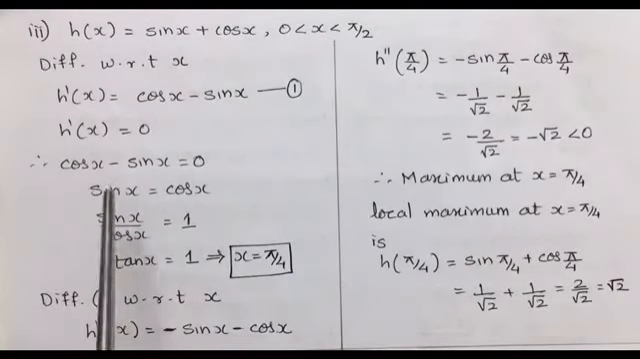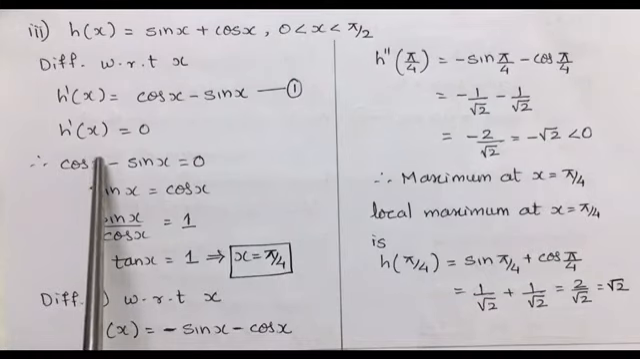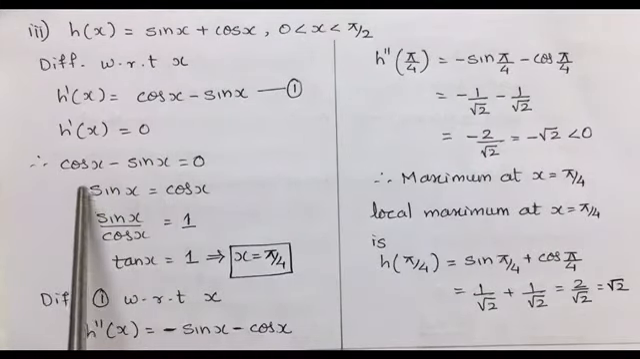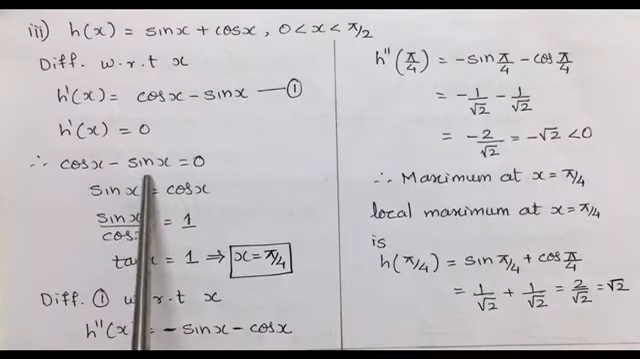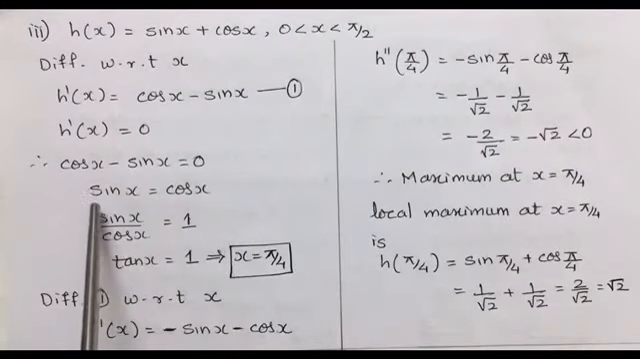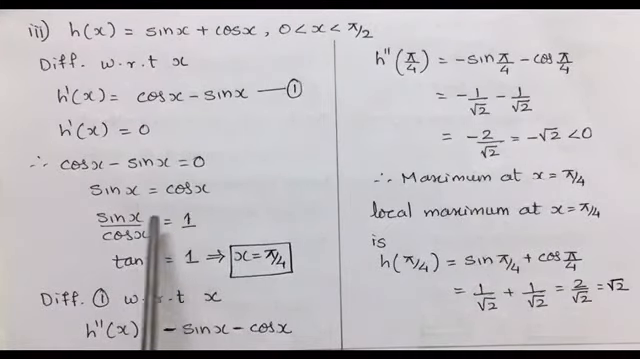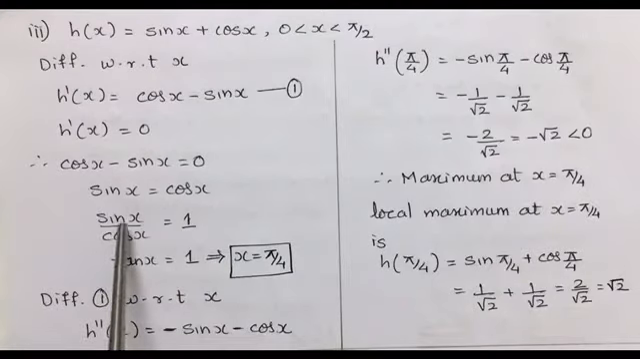Now to calculate the value of x, the first derivative is equated to 0. Therefore we get cos x minus sin x is equal to 0. Shifting sin x the other side becomes sin x equal to cos x. Now taking cos x down, we will get sin x upon cos x is equal to 1. That gives us tan x is equal to 1.